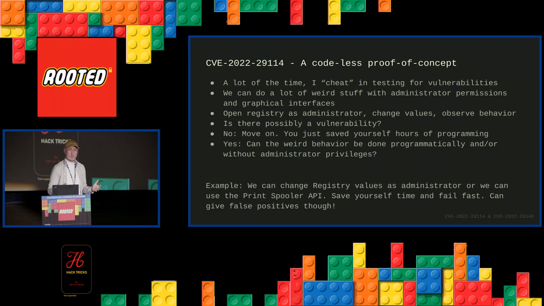If there is something that looks very interesting, then we can make ourselves a low-privileged user and then make the proof of concept in code just to fail fast, because a lot of the time you will be in the no, so you don't want to spend too much time there. You want to spend your time in yes. So one example is that we can change the registry key values as an administrator, or we can do it with the print spooler API as a low-privileged user. So we can do all our testing in the registry where it's super easy to update, or we can use the print spooler API once we know there is a vulnerability. So save yourself some time, fail fast, and move on. But be aware that you can get some false positives where it's working as an administrator, and then you try to do it and it's not working, and you get a bit sad.